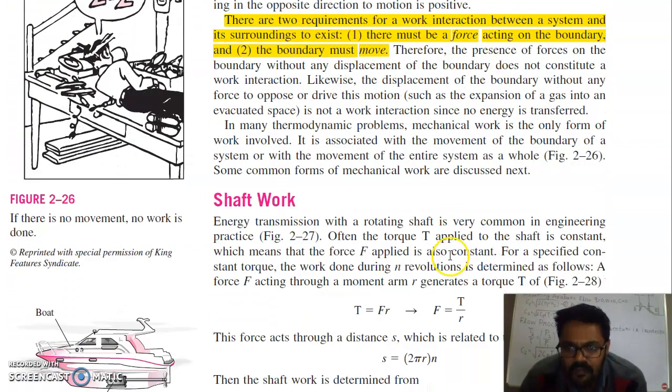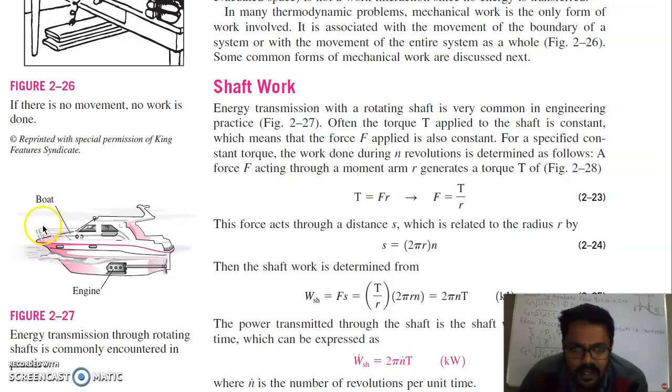There is one other work, that is shaft work. You can see here the example of a boat. Here is your engine and this is your propeller shaft. The torque applied by the shaft is equal to force times the distance r, where r is the moment arm radius of the rotating propeller. The force acts through a distance s, which is related to the radius r, so you can correlate.